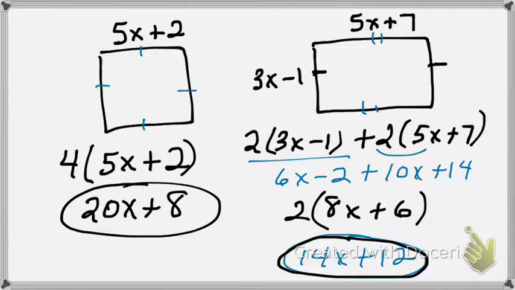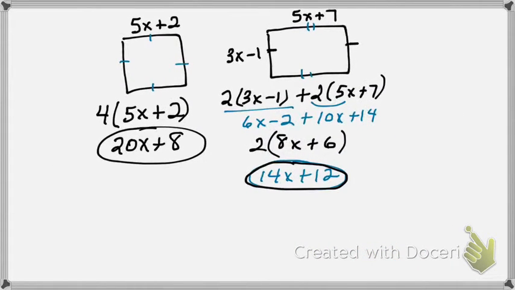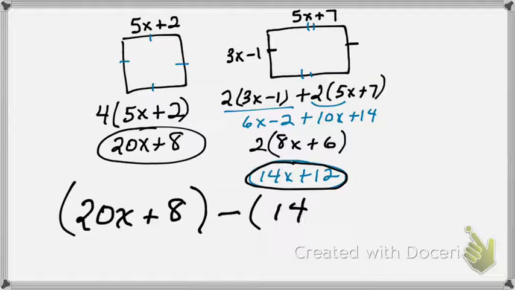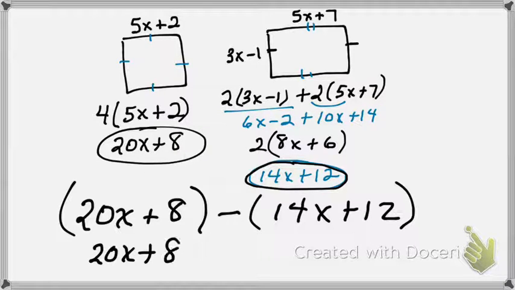The answer to this one was 20x plus 8. So if I asked you to find the difference between these two, then you would have to subtract them. So for example, if I said, hey, find the difference between these two, you would say 20x plus 8 minus 14x plus 12, because a difference means to subtract. But you're subtracting all of this, so a parentheses would be required. So I would have 20x plus 8, then this would change both of my signs, so it becomes a negative 14x and a negative 12.